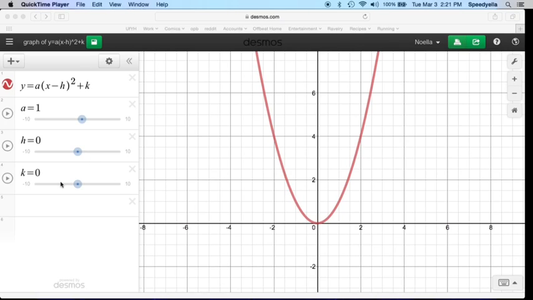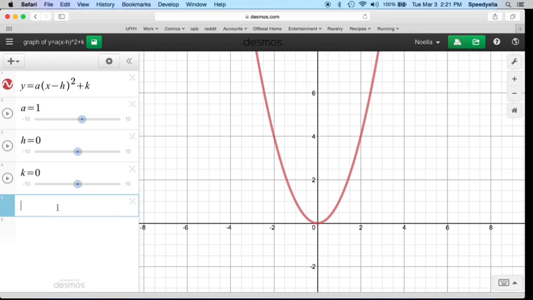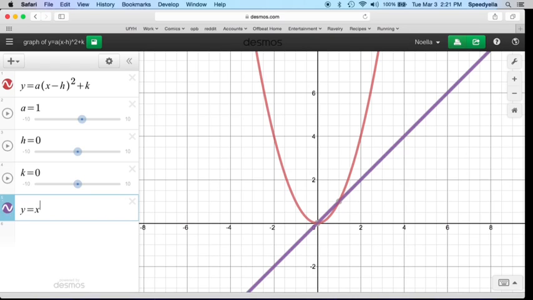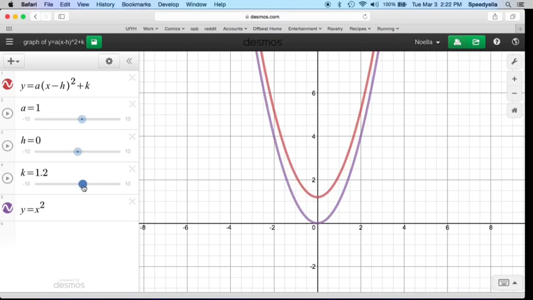Right now I have h and k set to 0 and a set to 1, which means that this is really the same function as just regular old y equals x squared, which you can see in the purple now. I'm going to leave y equals x squared up there so that we can see how these other graphs compare. I'm going to start by experimenting with the value of k. So let's go ahead and move k up and make it a little bit bigger. Let's say we make it 2.